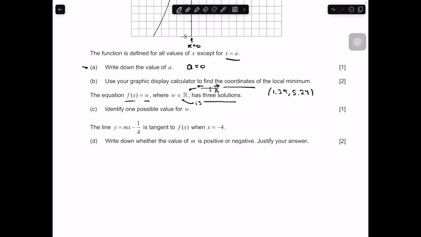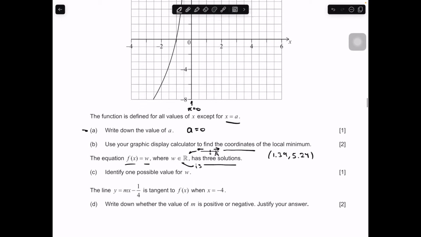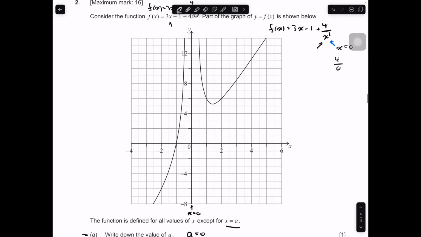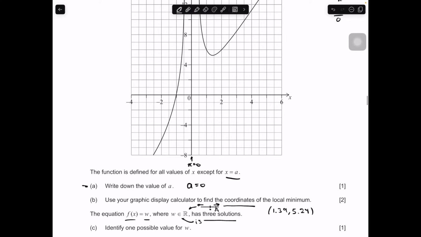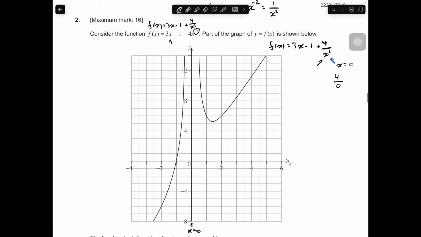So this is maybe a question that tests understanding of terminology in functions. Really, when we're talking about a solution of our function with some value, we're talking about graphically intersection points. So if this is our function right here, f of x is equal to 3x minus 1 plus 4x to the negative 2, what we're asking is, what's this value of f of x? What is this value w? What is it in this case where we'll have three values of x, where we'll have three solutions?